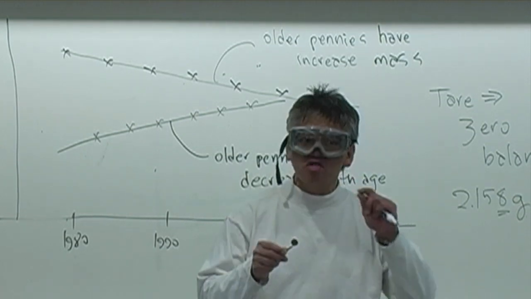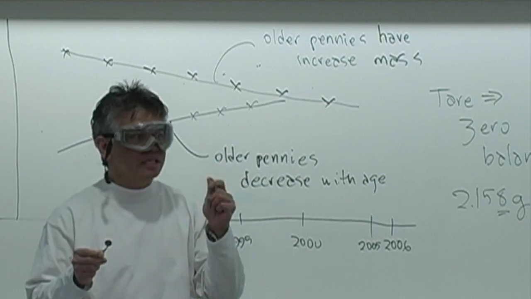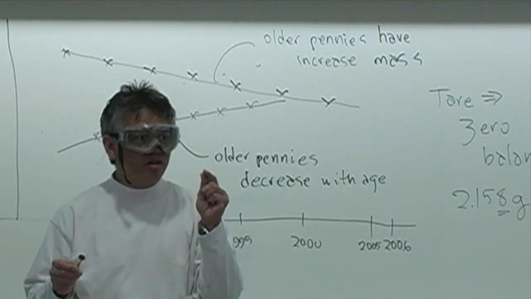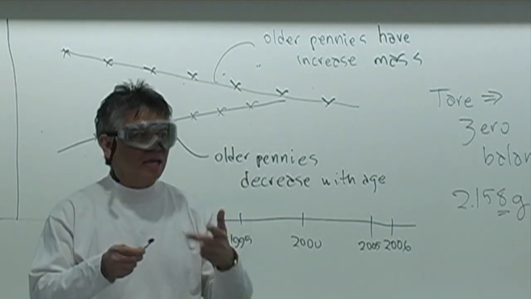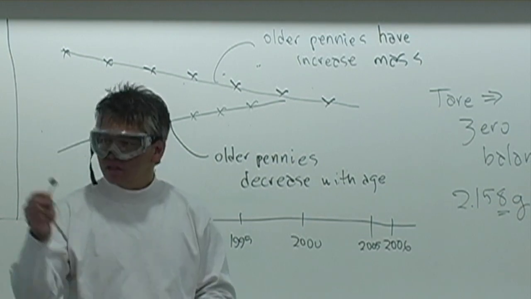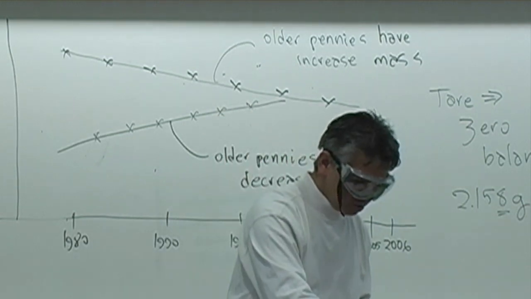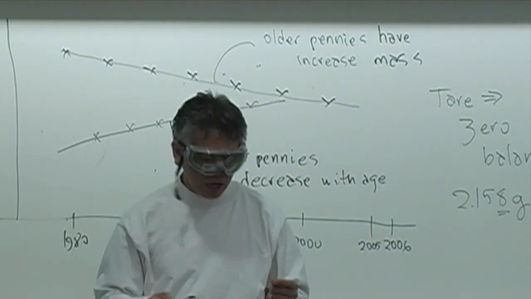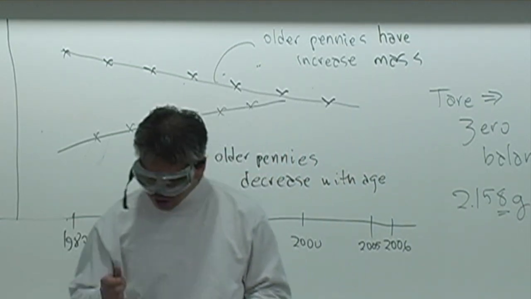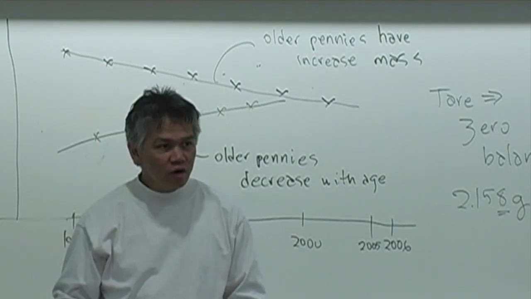Try not to use your fingers, because if you use your fingers in handling these pennies, the oils in your fingers will actually cause the mass to increase. The scale is that sensitive. So use the forceps, put this penny aside, take your next penny, take measurements as well, and then weigh it. So you're going to do this 10 times. Work with your partner in doing that.